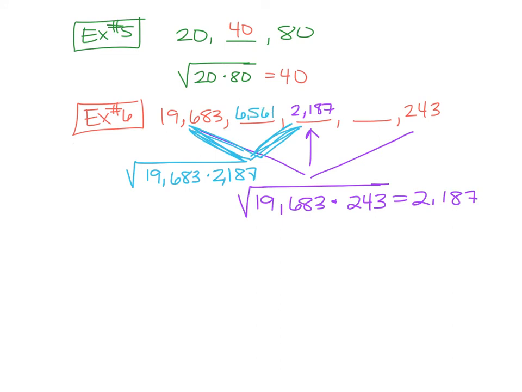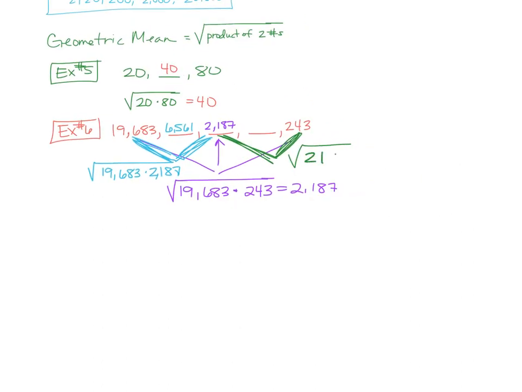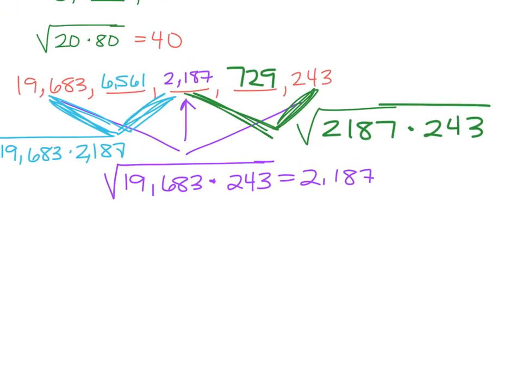6,561. And then the last one, we're going to do it with these 2 numbers now. Okay, so the square root of 2,187 times 243. Plug that in, and you get 729. Okay? Any questions on that? Okay.